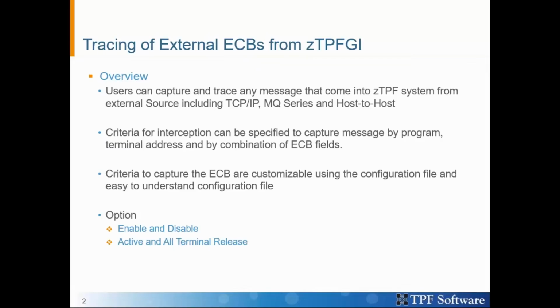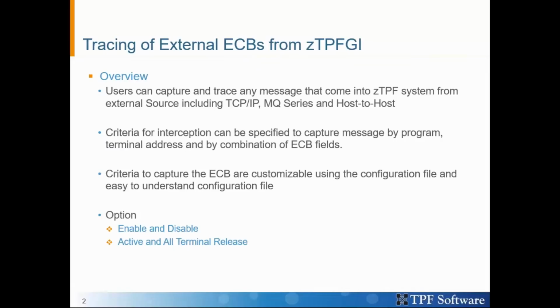So these kinds of external ECBs you cannot directly capture in zTPFGI. So we have a tool called asynchronous trace. With that tool, you are able to trace that ECB, so that is what I'm going to cover in the webinar today. Users can trace any messages going out of the TPF system and coming back to the TPF system, maybe MQ messages, XML messages, or host-to-host messages. So there are different types of messages coming to the TPF system.